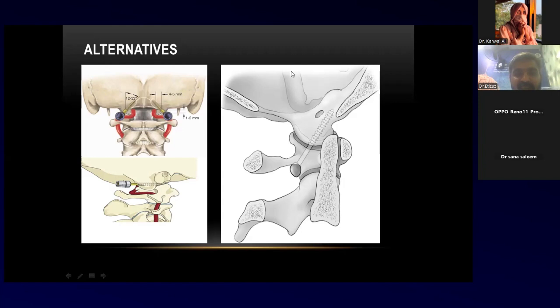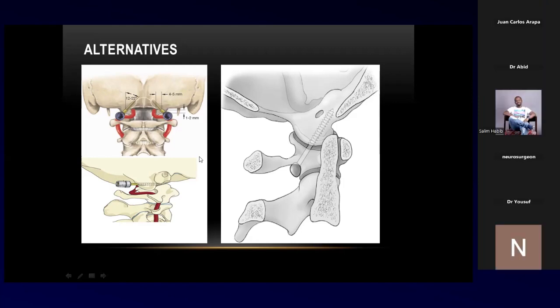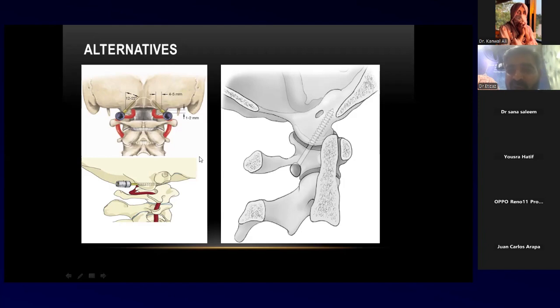Remember one thing, that the Sonntag, Gallie and Halifax are not available right now; no one is doing this because they have no advantage in stability. Sir, we do it in our institute. In CMC Vellore, we regularly do Gallie fusion, C1 C2. We put a posterior superior iliac spine bone graft, and we do Gallie fusion with Atlas cable.